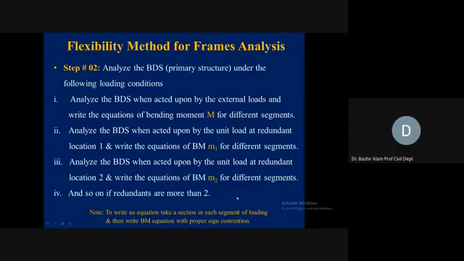Now note, to write an equation, take a section in each segment of loading and then write the bending moment equation with proper sign convention. Remember how to write the bending moment equation at a section, that is important. You need to refresh and learn that, how we write the equation at a section.